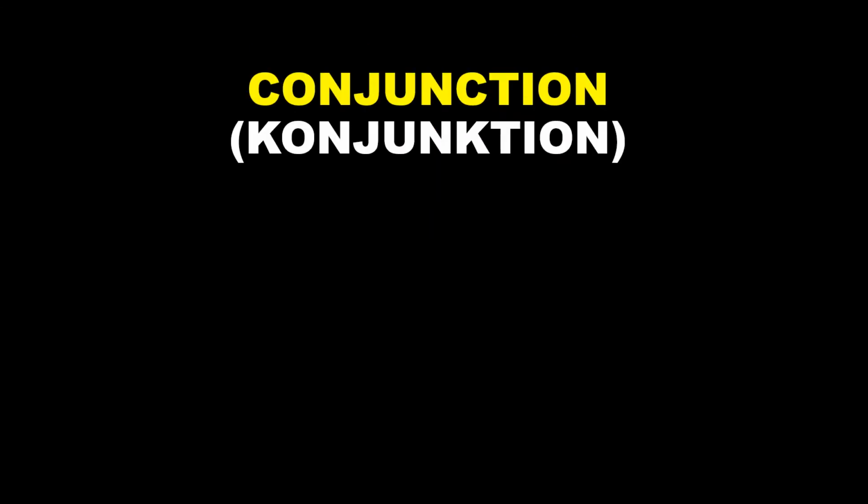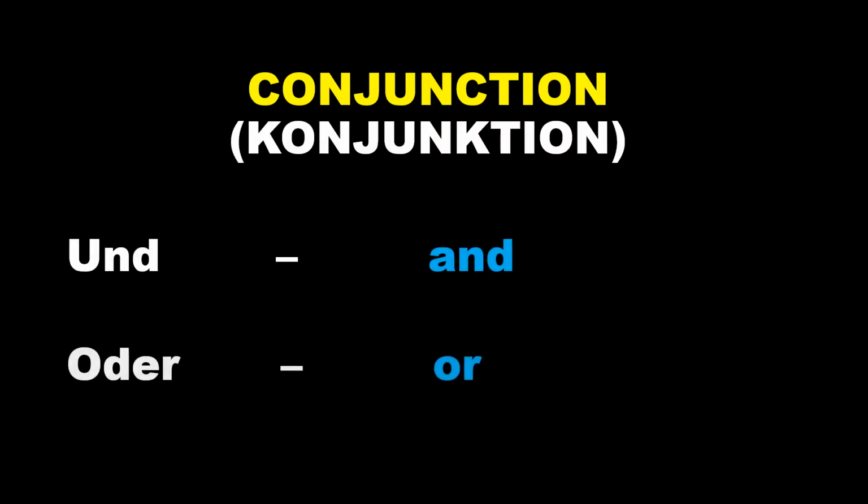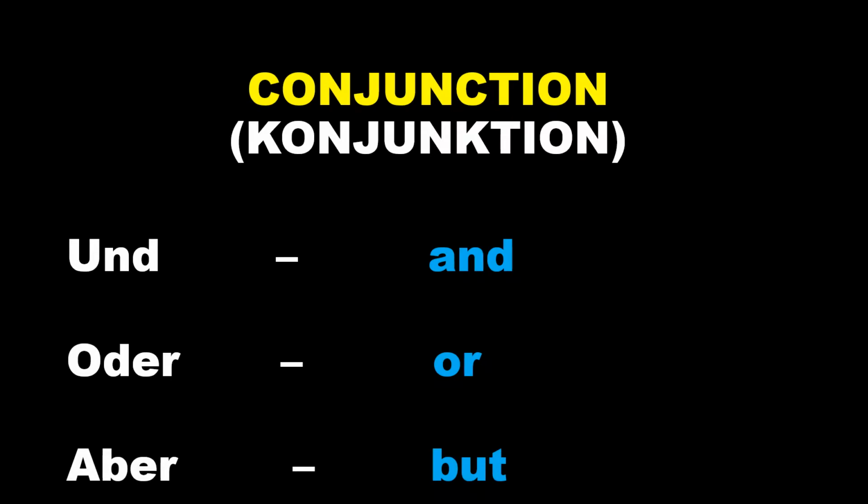Now in this video we are going to learn three connectors: und, oder, aber. Und, in English we call it and. Oder, in English we call it or. Aber, in English we call it but. So, very simple meaning: and, or, but. We are going to learn these three connectors and how to use them. The first connector, und, which means and.